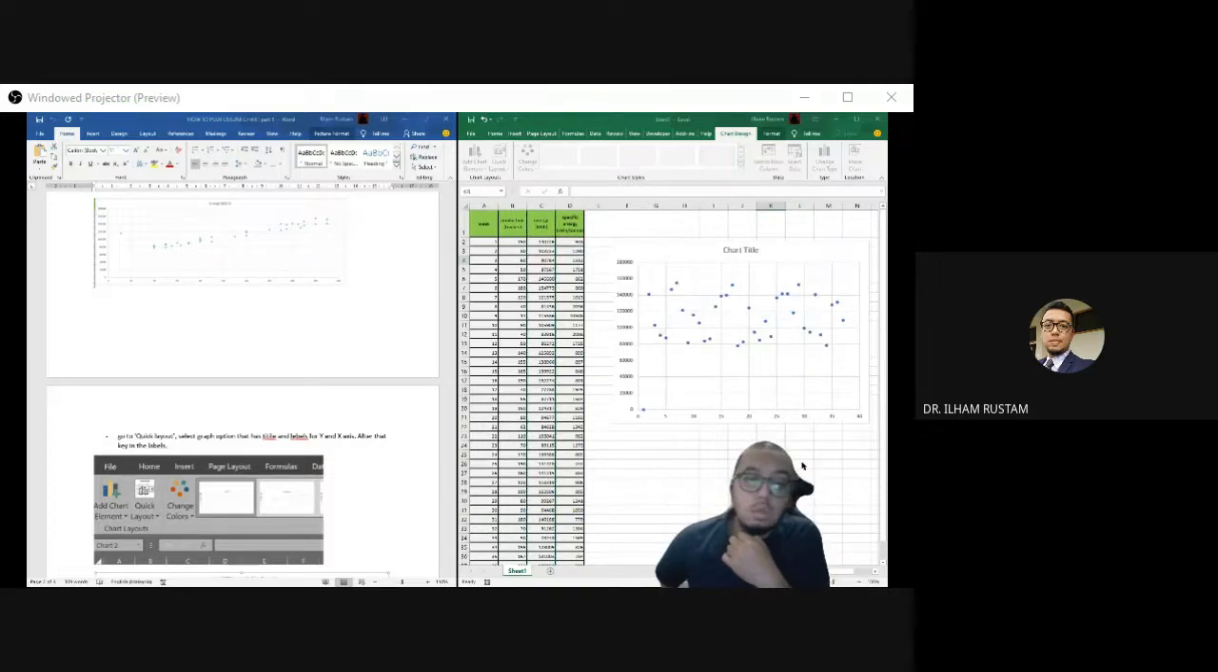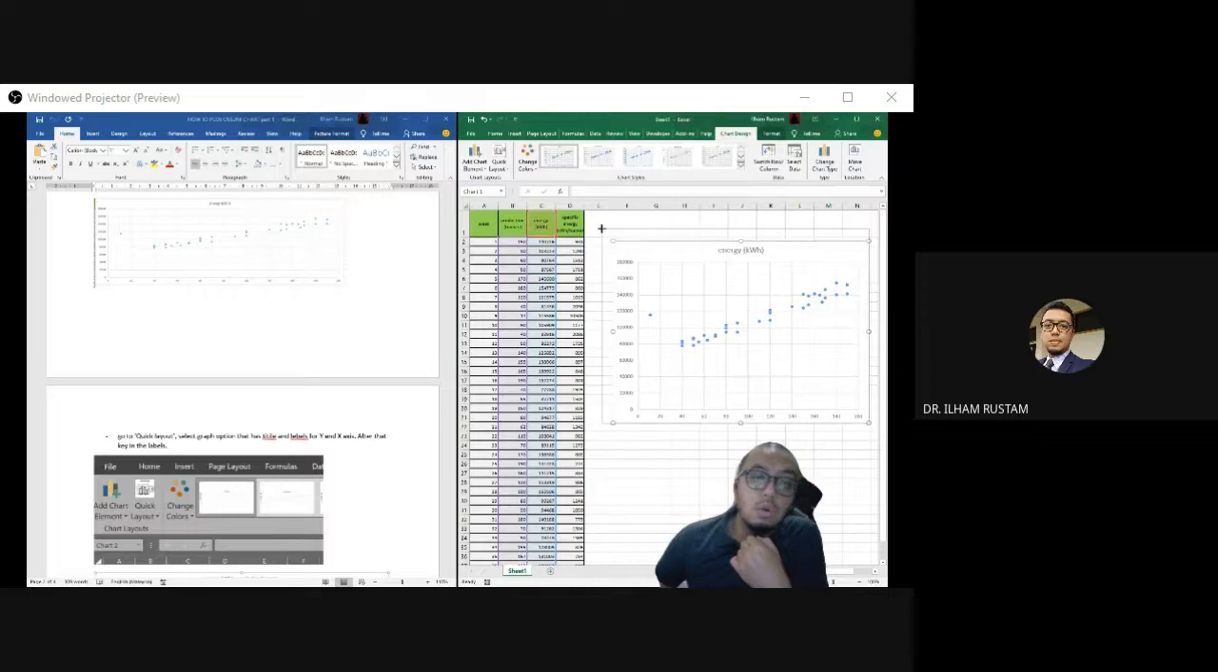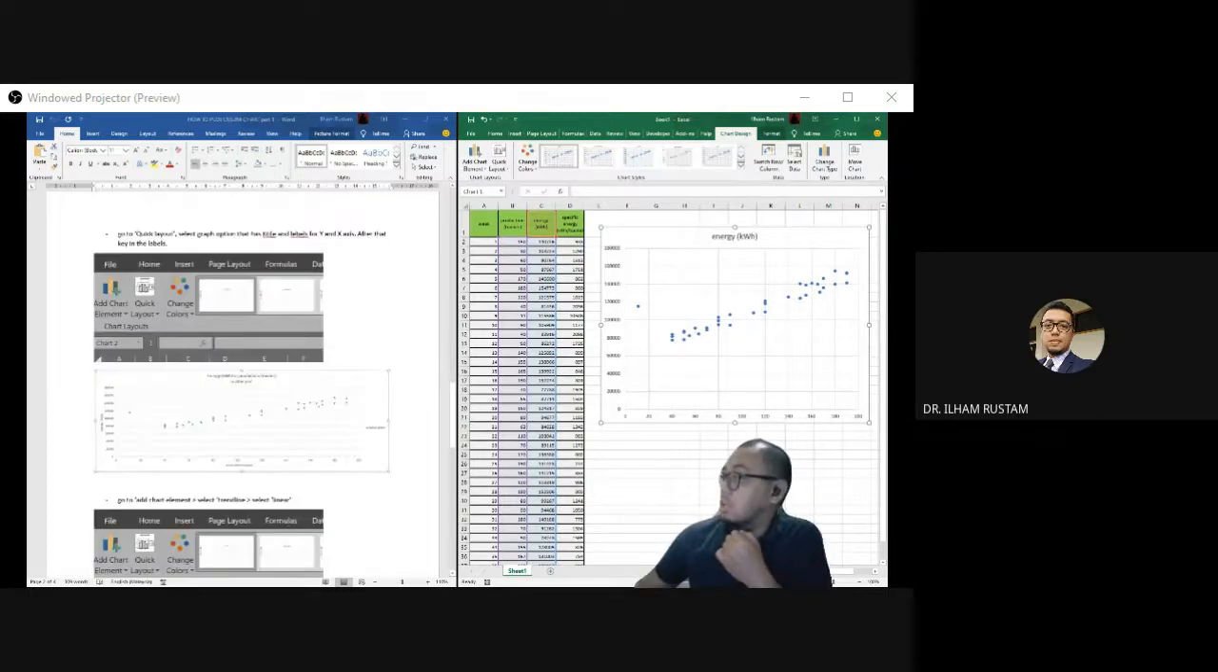Why is it not showing the name? Let me double check. Okay, series X is production, series Y is energy. And then you have to switch row and column two times. I'm not sure of the logic behind this, but this is how it's meant to be. Click once more. This one. So that's how you get your actual plot as shown in the guidance here.